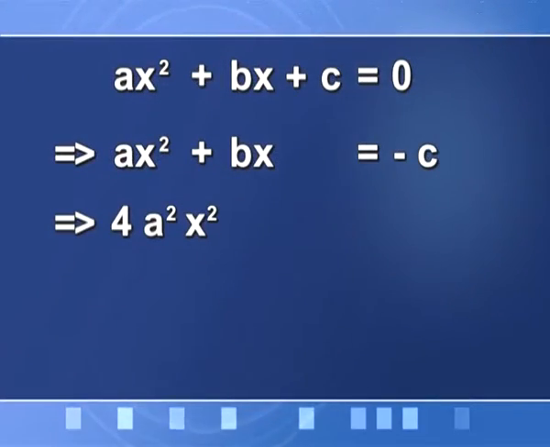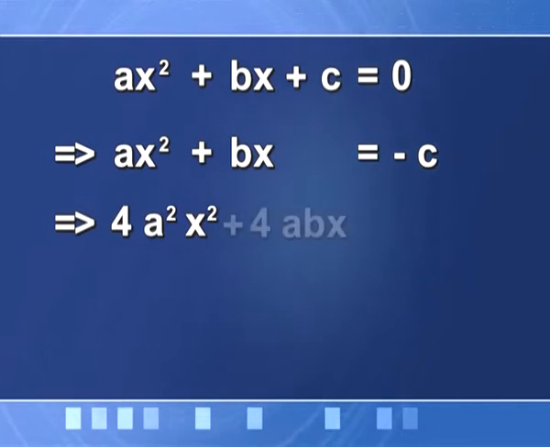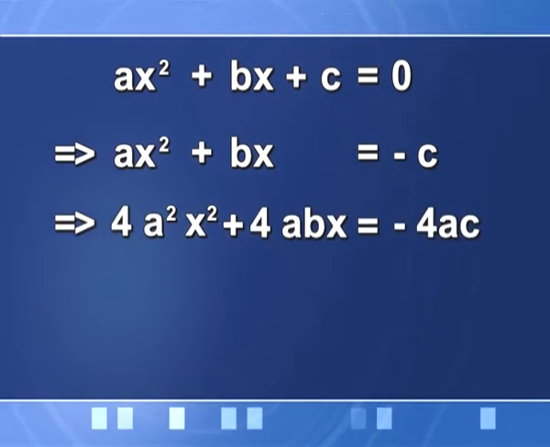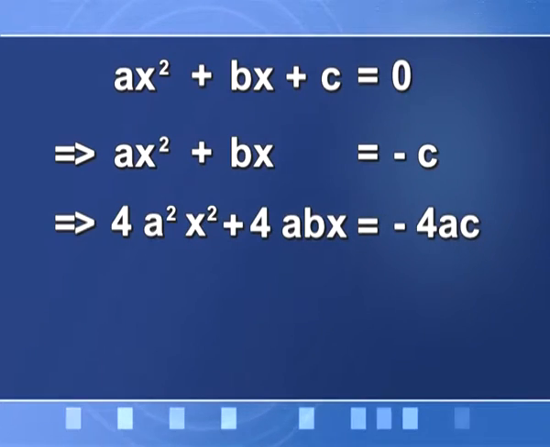I get 4a²x² + 4abx = -4ac. What have I multiplied with? 4 times the coefficient of x². That means 4a is the number by which I multiplied the whole equation. Next, I add b² to both sides.